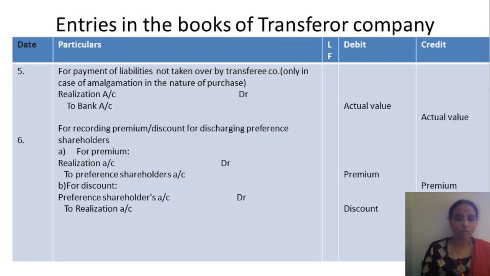Then the sixth entry is for recording premium or discount for discharging preference shares. So for preference shareholders, for premium, it is realization account debtor to preference shareholders account. If you are discharging the premium amount or discount amount to the preference shareholders, that should be recorded. If it is a premium amount, the entry should be realization account debtor to preference shareholders account, and the premium amount should be taken in the amount column. In case of discount, preference shareholders account debtor to realization account, and the discount amount should be taken in the amount column.